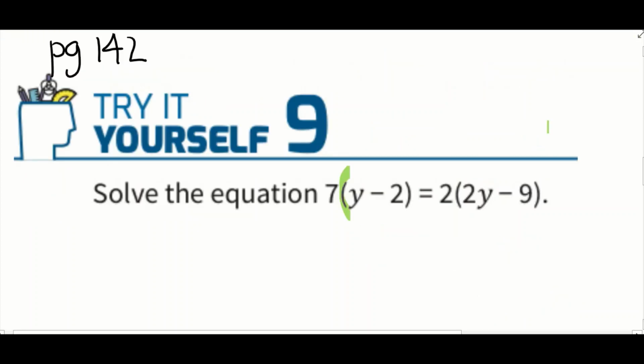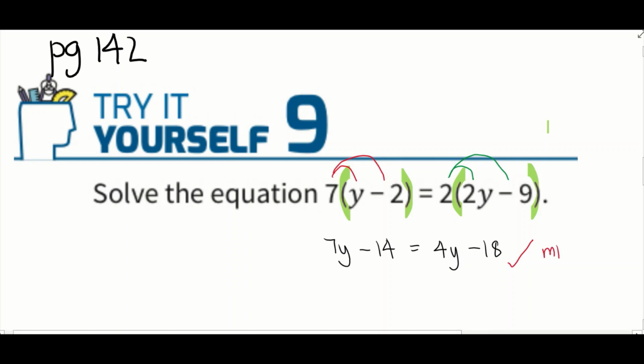In this question, I notice I have 2 brackets, which means I have to do expansion 2 times. So 7 times y, 7 times minus 2. Second one, 2 times 2y, 2 times negative 9. After you do expansion, by the way, this is 1 mark.